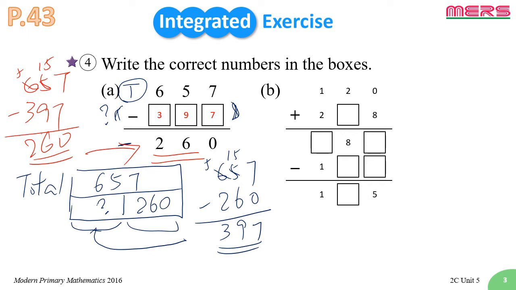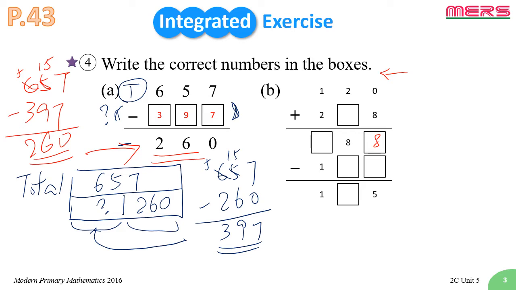Okay, so the next part will become question B. How can I find out the answer to question B? As you see, you can do it one by one, because no matter whether you do the addition problem or the subtraction problem, you have to start from the unit place to the 100 place. So 0 plus 8, you got the answer is 8.